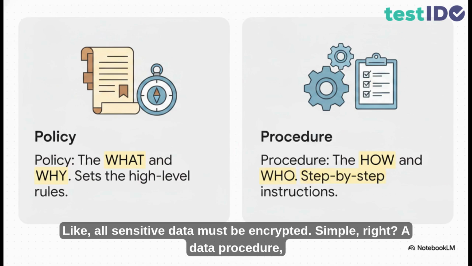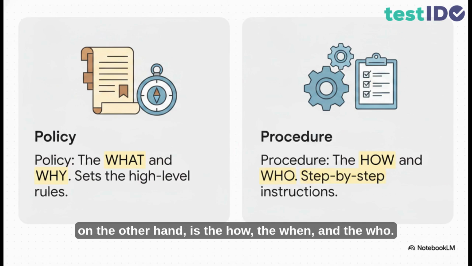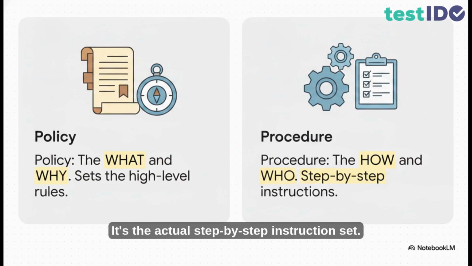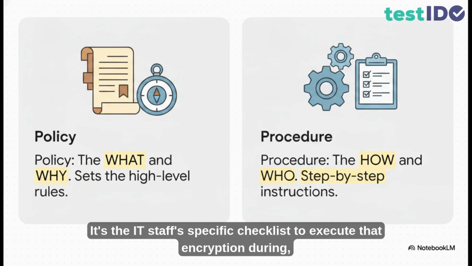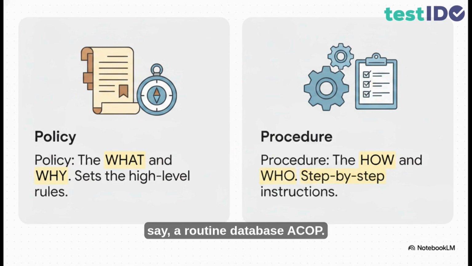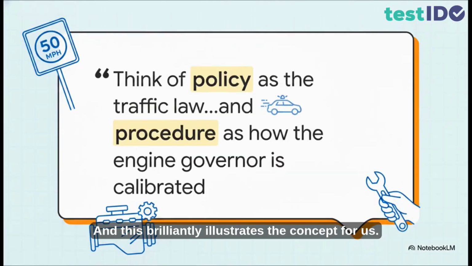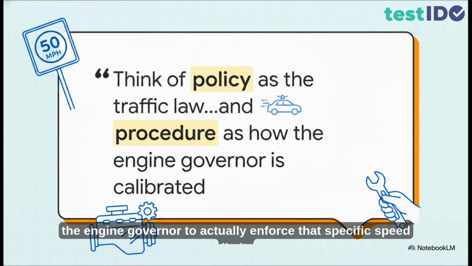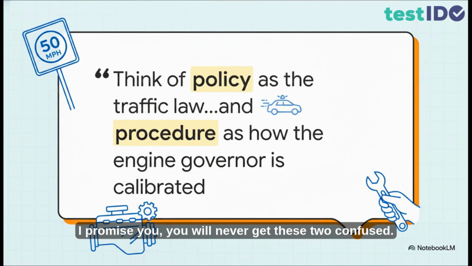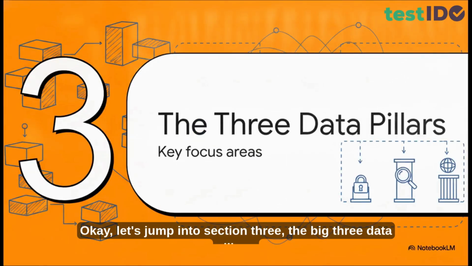Simple, right? A data procedure, on the other hand, is the how, the when, and the who. It's the actual step-by-step instruction set. It's the IT staff's specific checklist to execute that encryption during, say, a routine database backup. And this brilliantly illustrates the concept for us. Think of a policy as the traffic law that says, do not exceed 50 miles per hour, and the procedure as exactly how the mechanic calibrates the engine governor to actually enforce that specific speed limit. If you can lock that analogy in your mind for exam day, I promise you will never get these two confused.